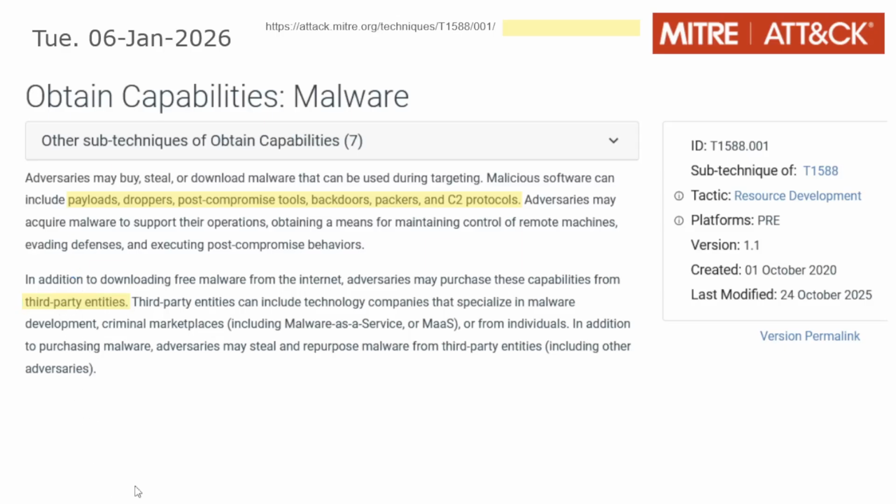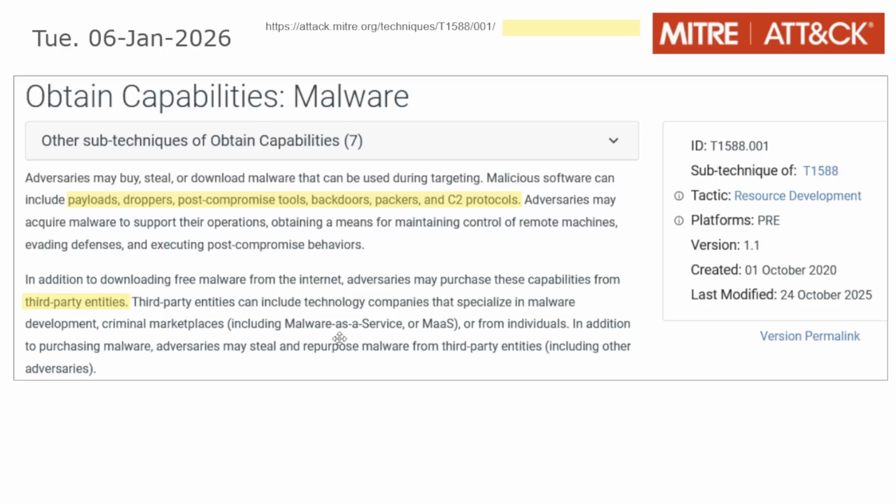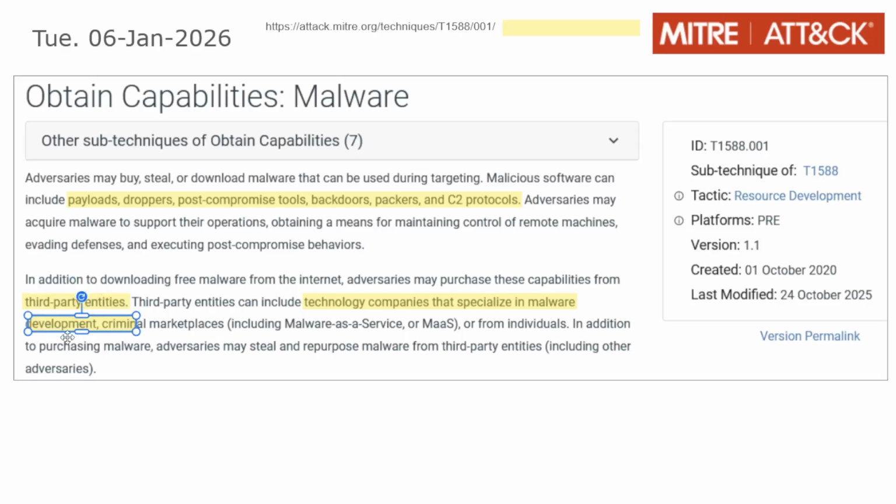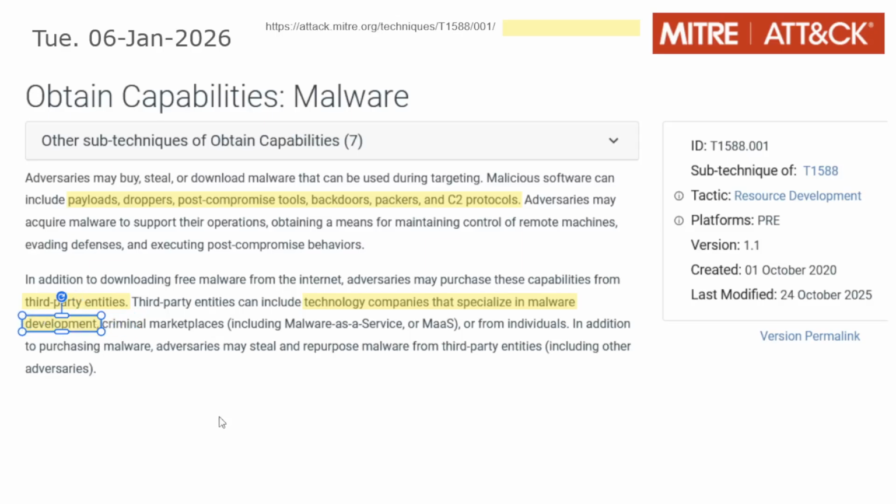It's certainly not legal. Third-party entities can include technology companies that specialize in malware development. Yeah, but then it's not a company, you know. Technology companies that specialize in malware development. That's not a company per definition. That's like an illegal group of people then. And that's the thing. It's not like you go on Google and then you can buy malware. That's interesting. I gotta mark that red because that's a questionable component here of what I read. And that's something that I gotta educate myself on.